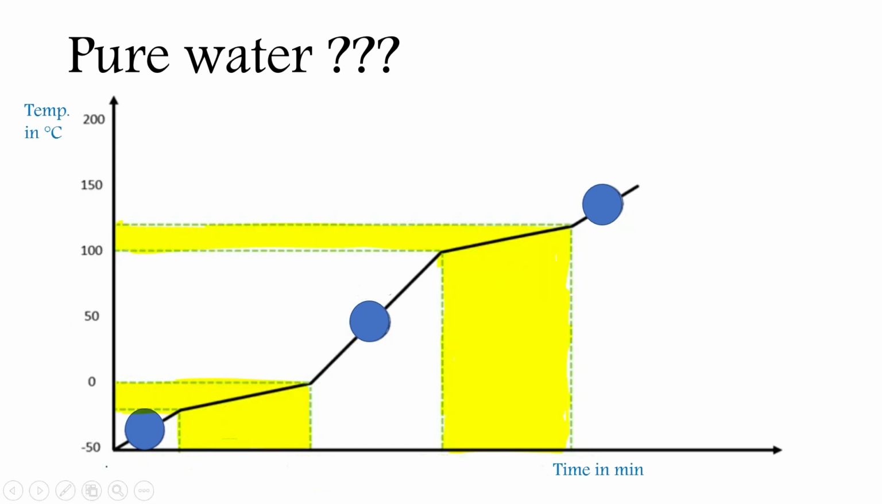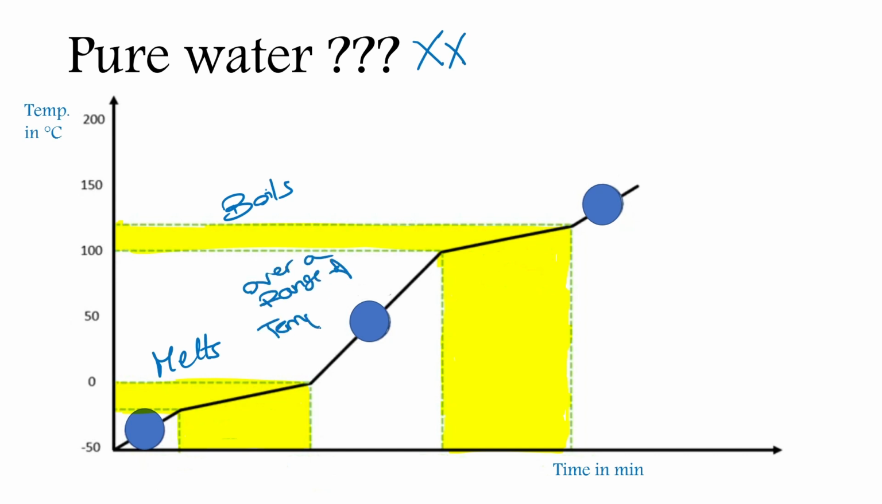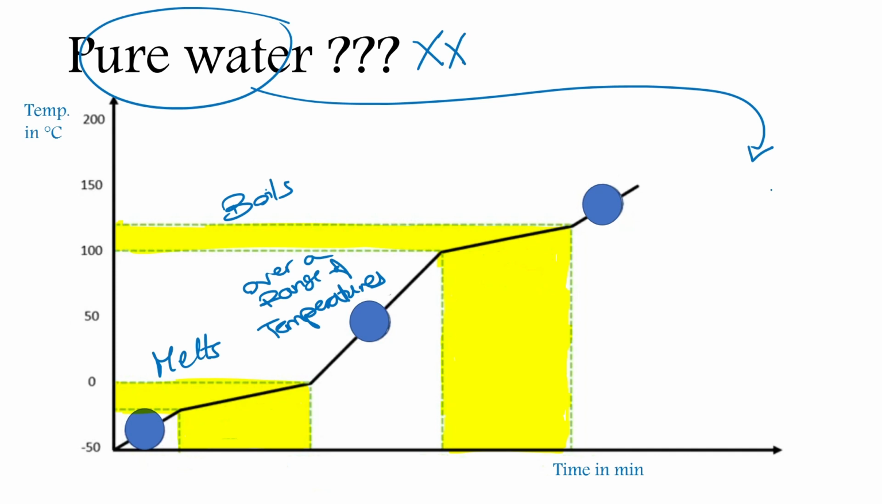So, is this a heating curve for pure water? No, this is not pure water, because here the substance melts and boils over a range of temperatures. On the other hand, if it's pure water, we should find a sharp melting point and a sharp boiling point. But here we have a range of melting points and a range of boiling points. So this indicates the presence of impurities in the water.